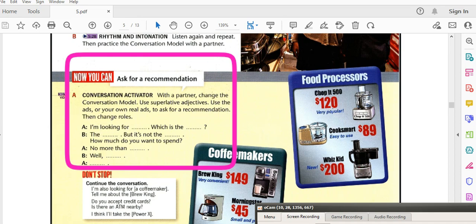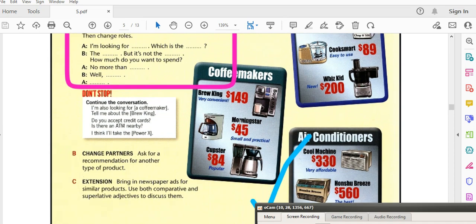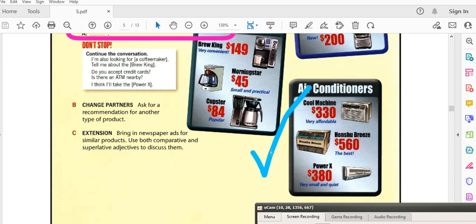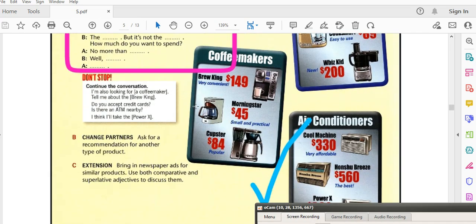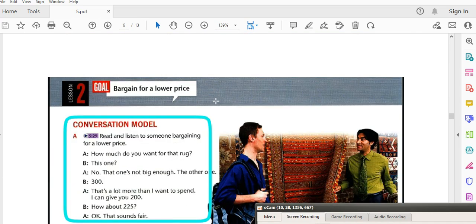I'm looking, for example, for a food processor. Which one is the cheapest? For example, this one. Make a conversation based on these. These are some other options. Complete it, take a photo and send it. Conversation model. Let's listen. Number 29.